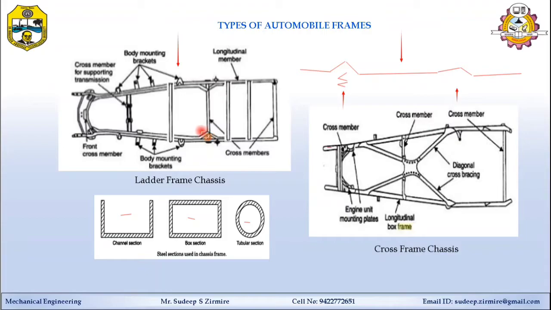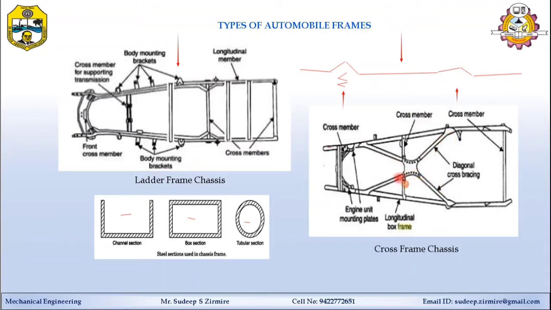Second one is the cross member. More than two cross members are used between the longitudinal members to strengthen the ladder frame. The third one is the fasteners. Fasteners may be used to join the longitudinal to the cross member, or sometimes suitable welding, or in some special cases riveting and bolting are also done to assemble the cross member to the longitudinal member.